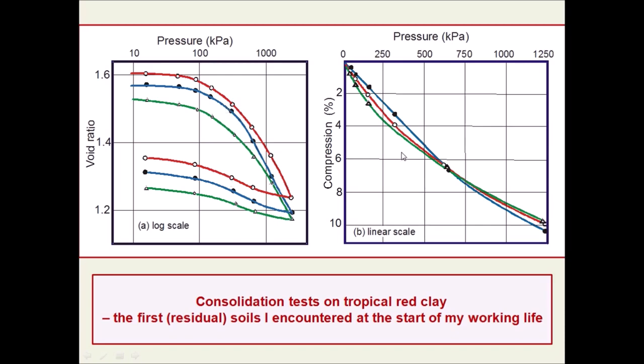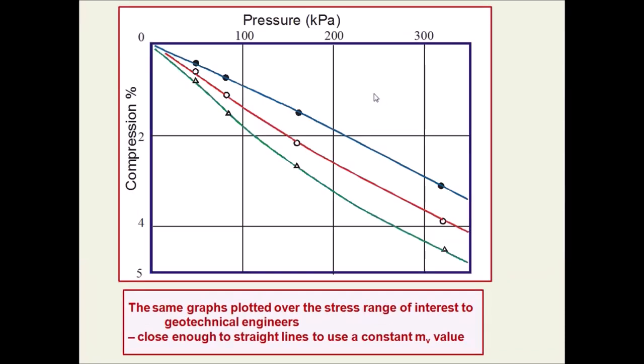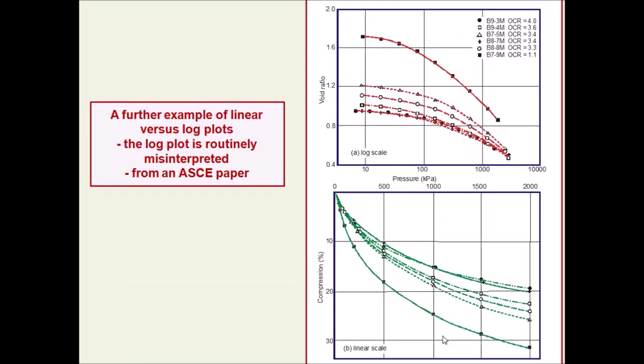If we plot this data on the linear scale, we get these graphs here. And if we have a look at the graphs over the stress range that we're interested in for design, we get those graphs there. So we're not likely to be applying a foundation load more than, or certainly on the tropical red clay, you might go up to 200 kPa. But I think you would agree that if we simply draw a straight line from the starting point down to this point here and calculate the EMB value, that would be a very good representation of the EMB value. So the lines are close enough to straight lines to use the constant EMB value over the stress range that you're interested in for foundation design.